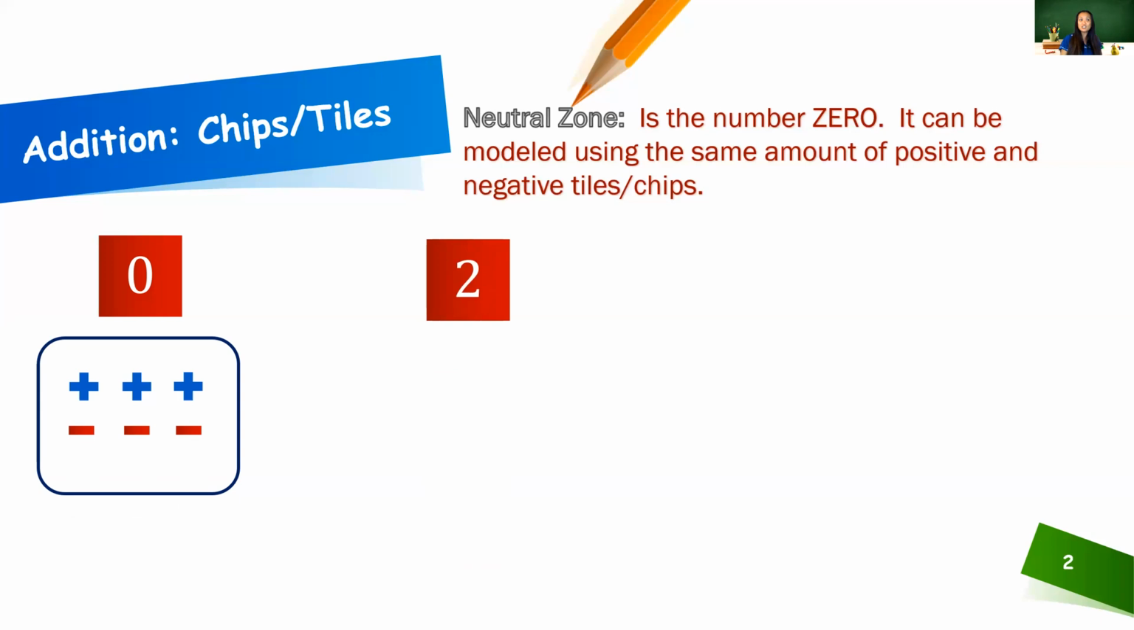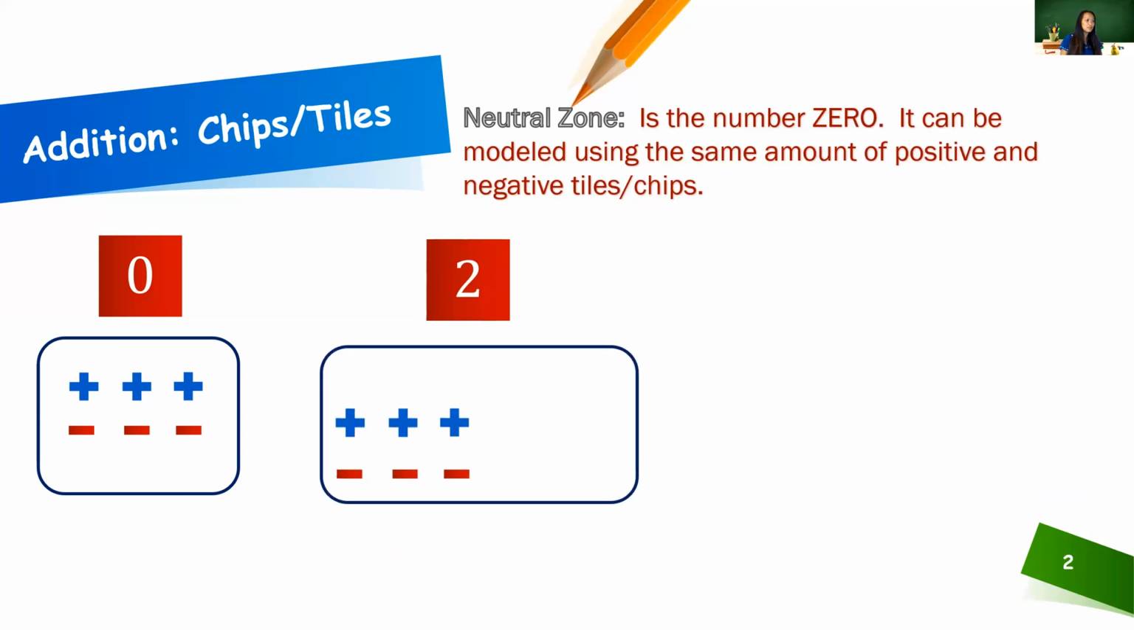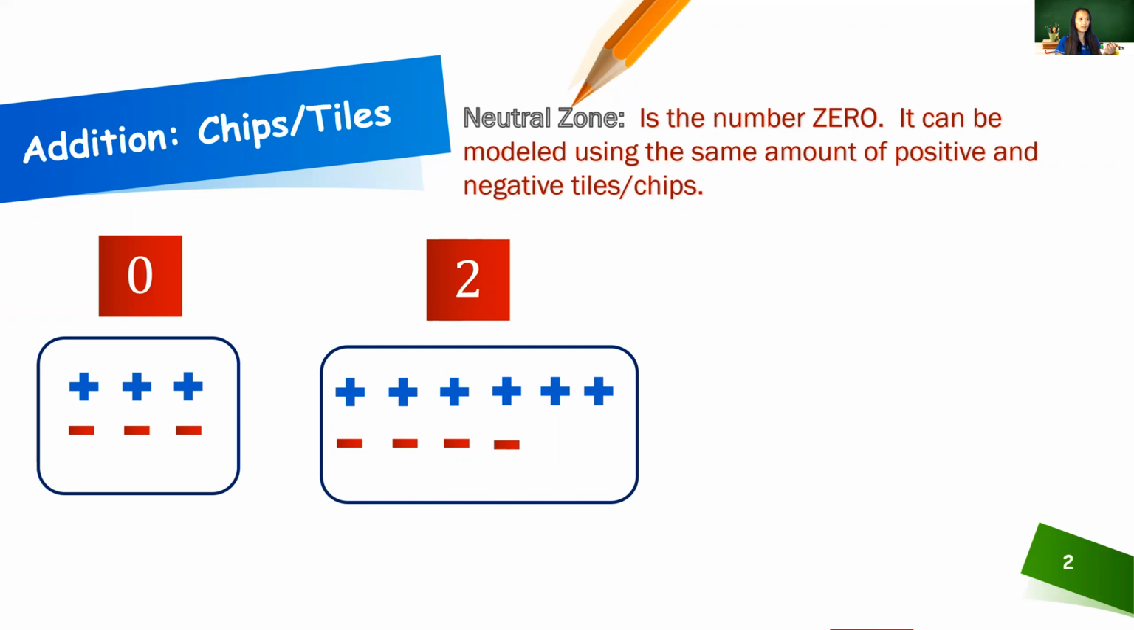How do we represent 2? Well, if this is the neutral zone, positive 2 would be having 2 positives, right? Now, oops, I grabbed one more positive than I needed. Now, what do I need to throw in there to make it back to 2? And you are correct. I need another negative in there to make it a 2, right? So that's how you represent an integer with integer tiles, right?